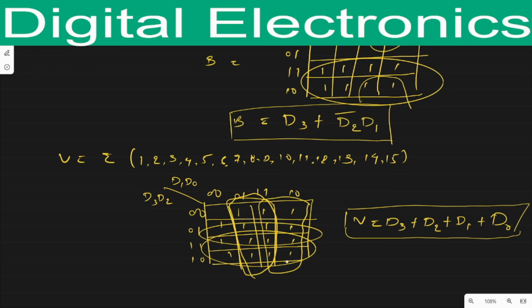So these are the following three equations for the 4x2 priority encoder.